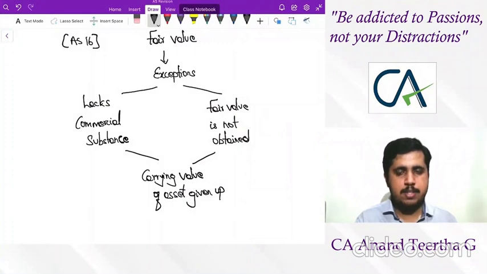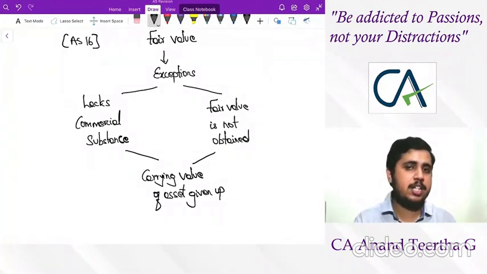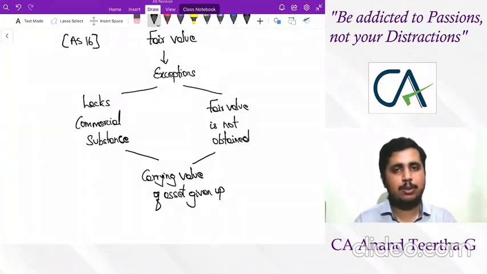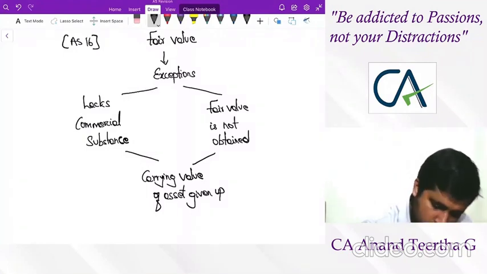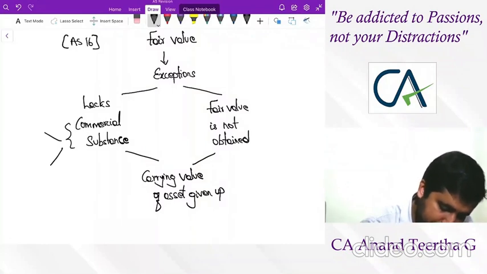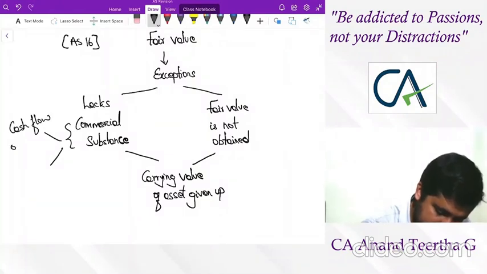Now a question comes, what is that commercial substance all about? What do we mean by commercial substance? So for that we have to see what the indicators are so that you can say there is commercial substance. Those indicators are, number one, cash flow differentiation.